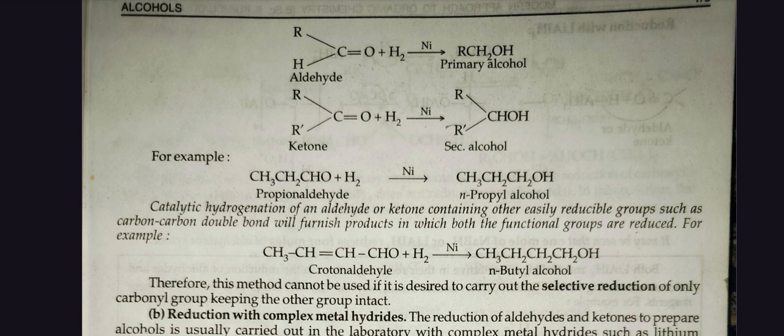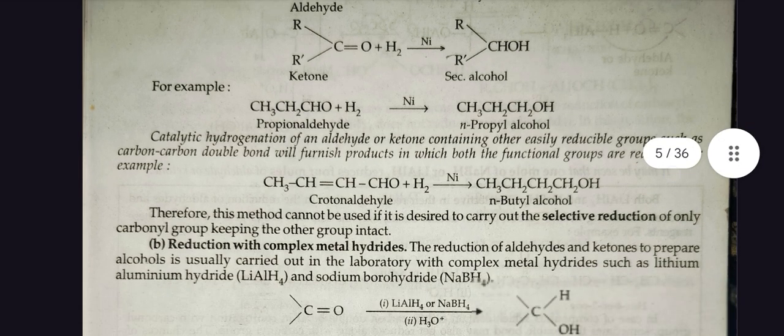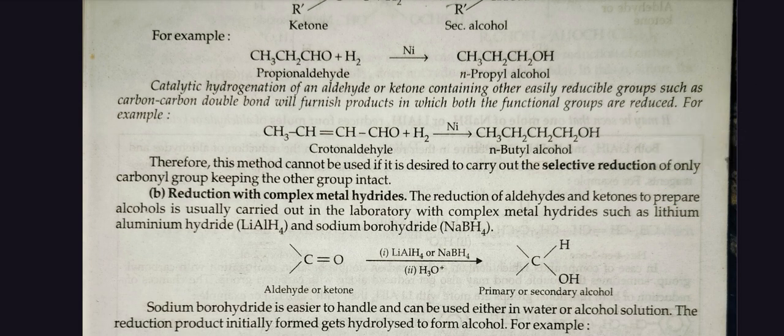Catalytic hydrogenation of an aldehyde or ketone containing other easily reducible groups such as a carbon-carbon double bond will furnish products in which both of the functional groups are reduced. For example, crotonaldehyde in presence of nickel and H2 gives n-butyl alcohol. Therefore, this method cannot be used if it is desired to carry out the selective reduction of only the carbonyl group, keeping the double bond intact.